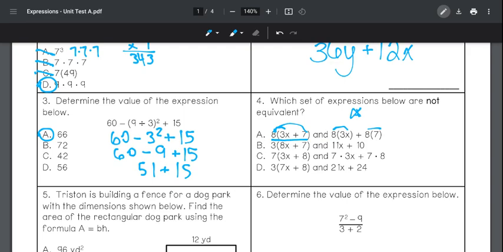B, 3 times 8x should give us 24x. 3 times 7 is 21. Neither of those are right. So this is the expression that is not equivalent. B.